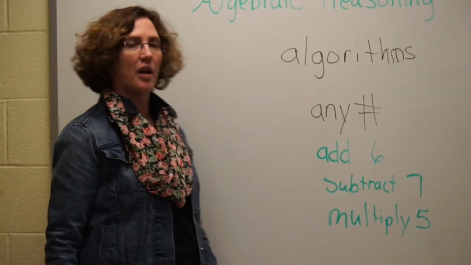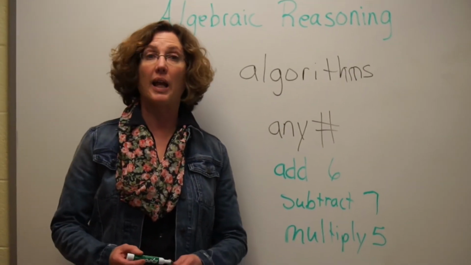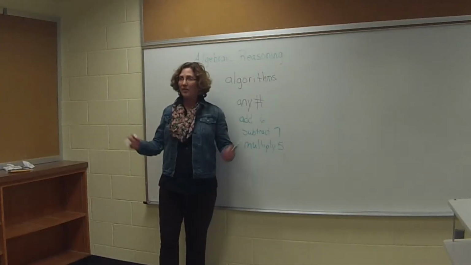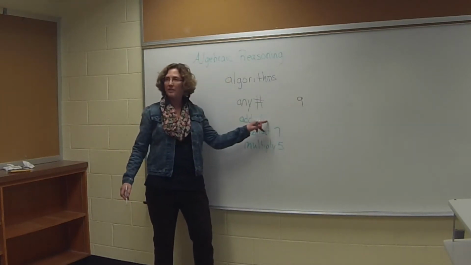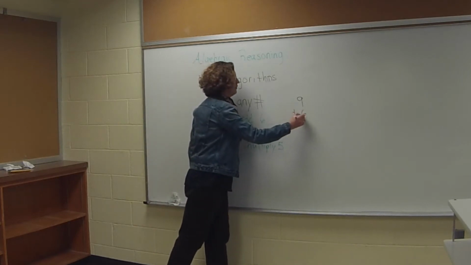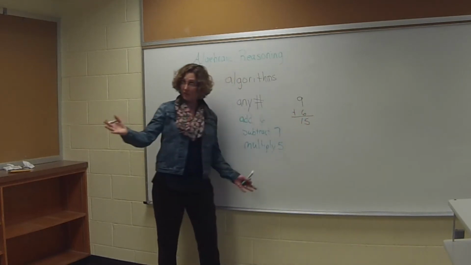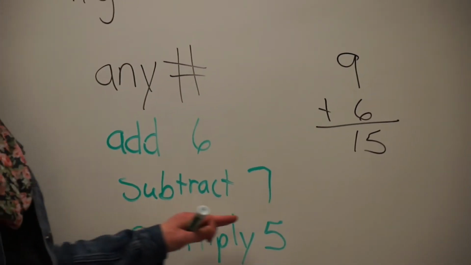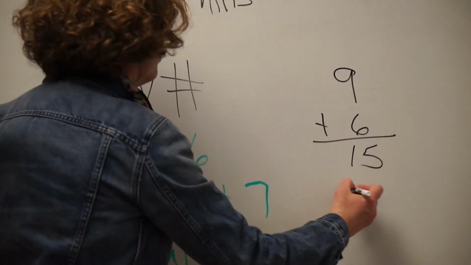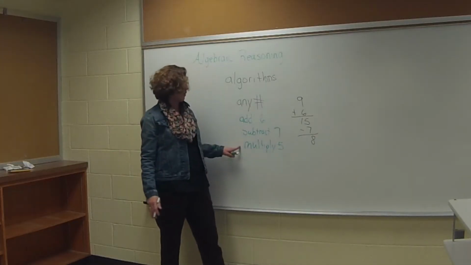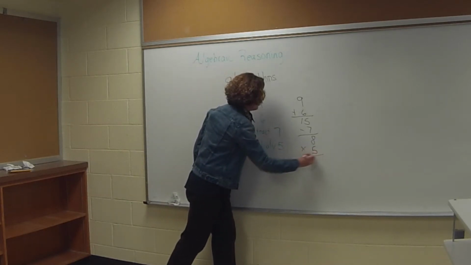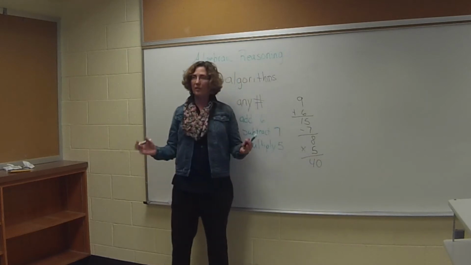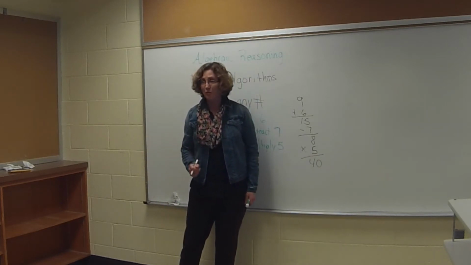Okay, let's stop here and play the game. Let's think of any number. How about the number 9? We're going to take 9. We're going to add 6 to it. We get 15. We're going to subtract 7. We get 8. Then we're going to multiply by 5. We get 40. Now let me show you what you just did.